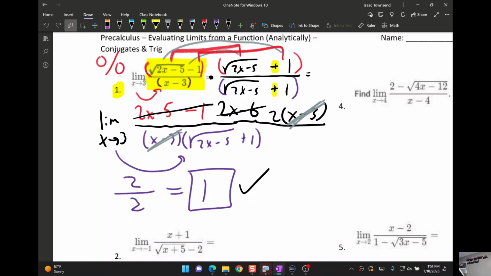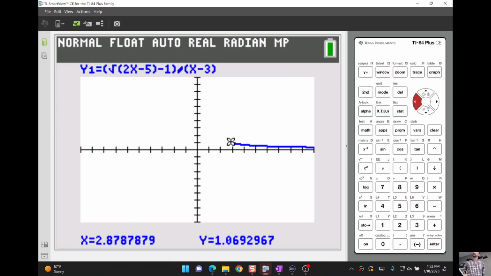So is each little dot 1, 2, 3, 4, 5, 6, 7? Yes, it should be negative 10 to 10 and negative 10 to 10. So each little tick mark should be 1 if you're in standard.